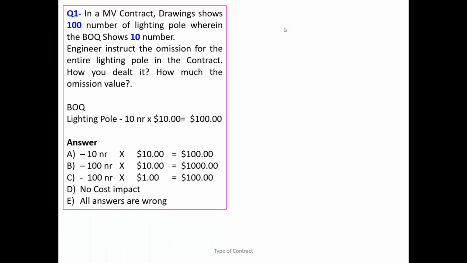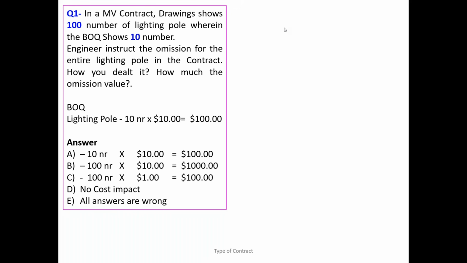Of lighting poles, whereas in the BOQ it shows 10 numbers. Is that the actual quantity in the BOQ? No. The engineer instructs the omission of the entire lighting pole in the contract. How do you deal with that? How much is the omission value? Okay, in the BOQ we have 10 into 10, which is 100.